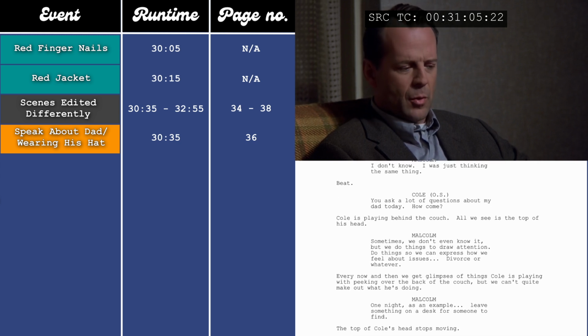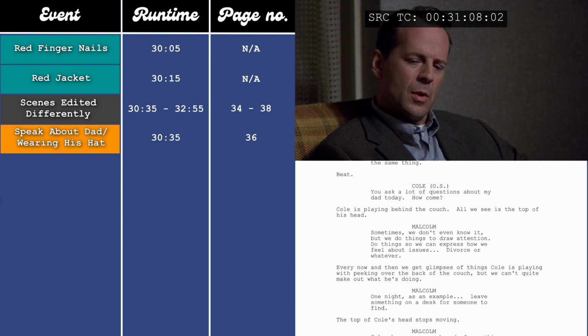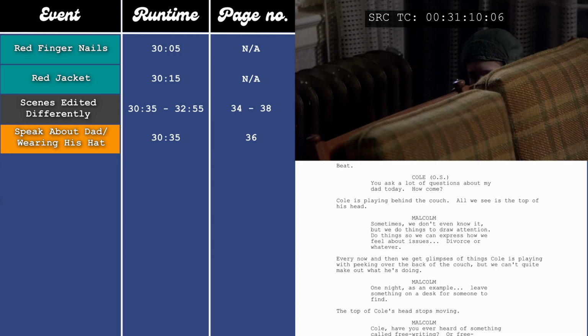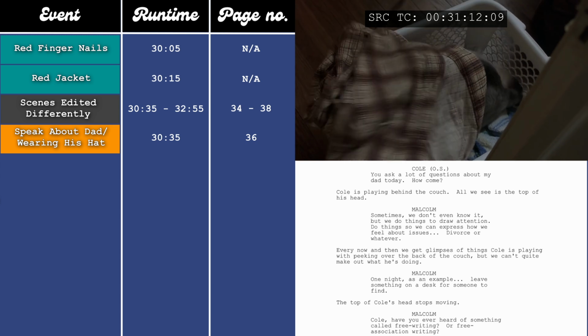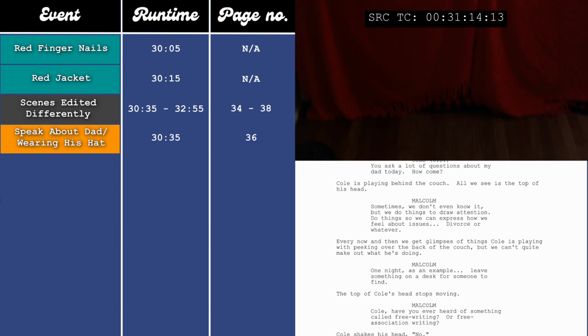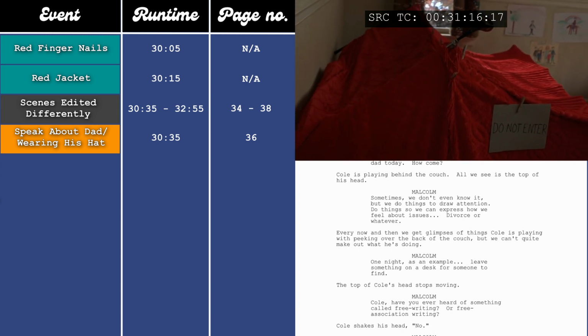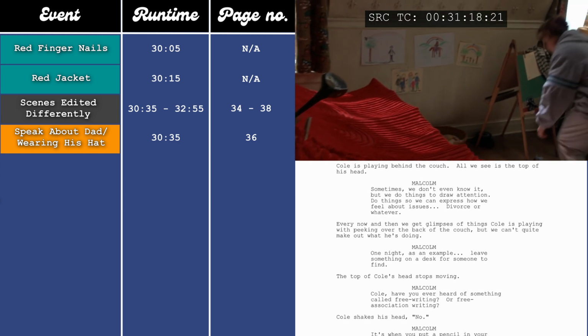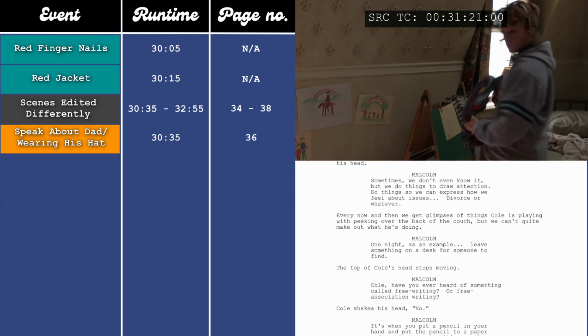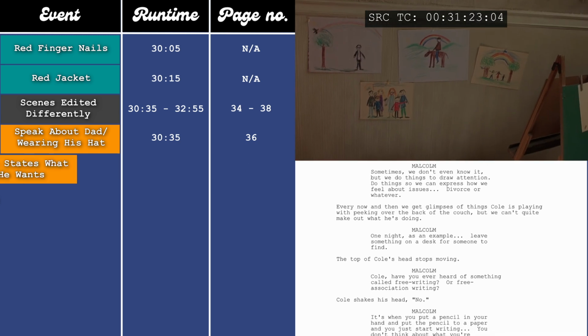Then at the 31-minute and 15-second mark, we jump back to the house with Lynn, but I'm going to keep the conversation from the script on the screen so we can compare them, because the voices from Malcolm and Cole continue over the top of Lynn cleaning Cole's room. This is shortly followed by Cole's admission of not wanting to be scared anymore.